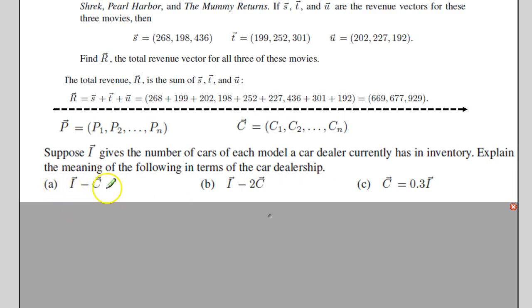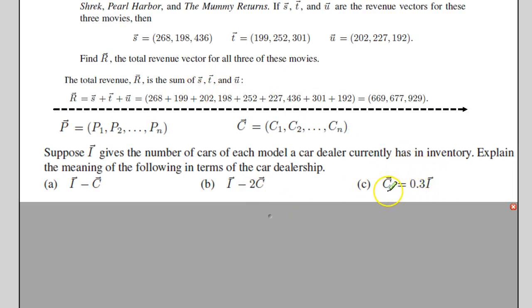Okay, so what will I minus C represent? Well, this is the amount in inventory for each respective car minus the number of cars that are sold in a month for each respective car. So I minus C basically represents how many cars are left over in inventory after 1 month, and it will give you the value for each respective type of car. I minus 2C: well, 2C indicates 2 months of consumption. So how many cars are left after 2 months of consumption in the inventory?